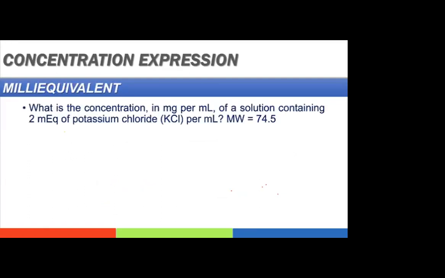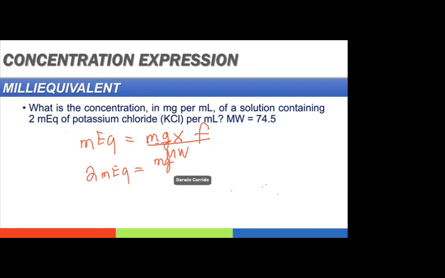What is the concentration in milligram per ml of a solution containing 2 mg of potassium chloride? The molecular weight of potassium chloride is 74.5 grams per mole. So what is our formula again? mEq is equal to milligram, right? Multiplied by factor divided by molecular weight. What are the givens? 2 mEq equals milligram is what is being asked. What is the molecular weight?